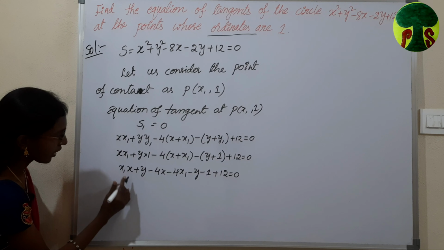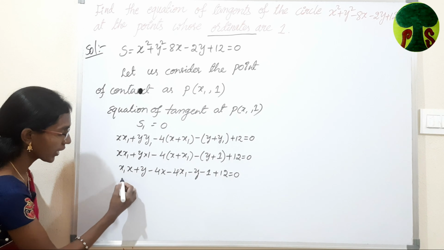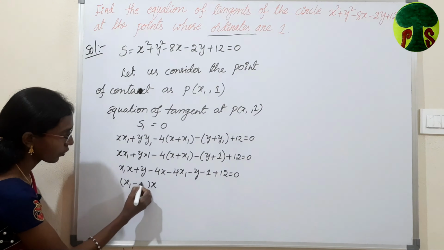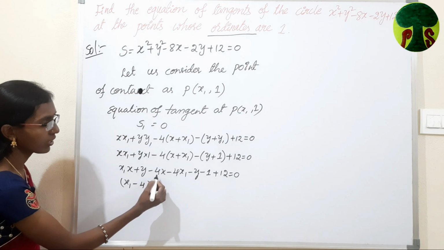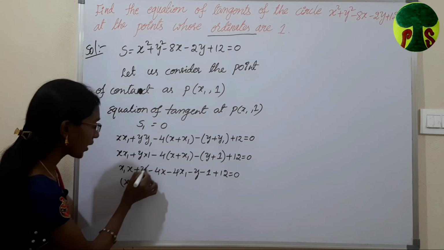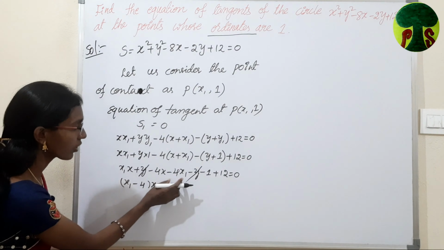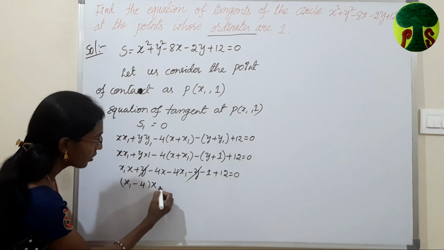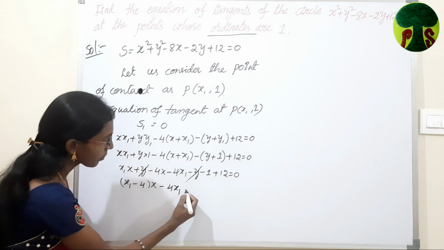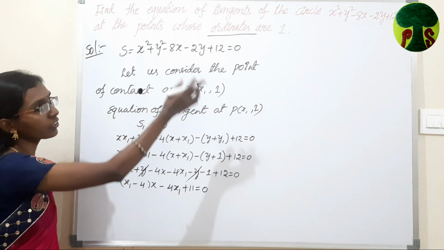Now, x1 into x, here we have one more x term, that is minus 4x. I am taking x common, then what we will get here? (x1 minus 4) x. From these two terms I am taking x common. And next the y terms. Here we have 1y, here we have minus 1y, so y minus y gets cancelled and the remaining terms are constants. Here we have minus 4x1, and the constant terms minus 1 plus 12, that is plus 11, equals 0. This is the equation of the tangent to the given circle.